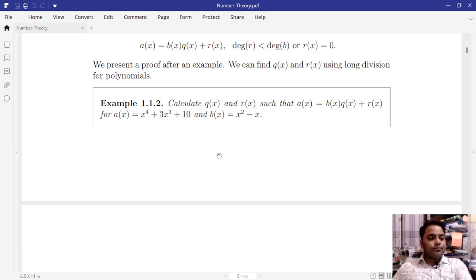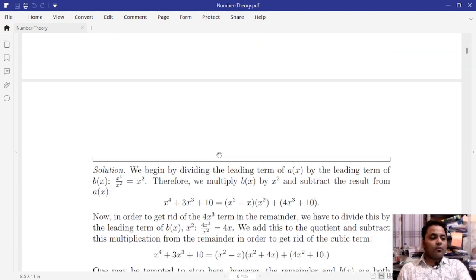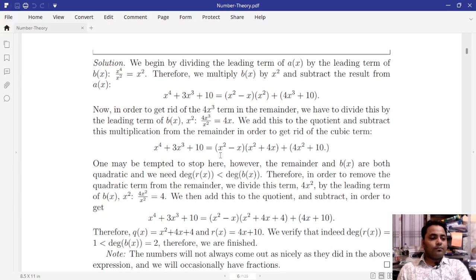So now we have to calculate Q(x) and R(x), which means we have to find the quotient function and the remainder function. Here we begin by dividing the leading term of A(x) by the leading term of B(x). So x to the 4 divided by x square is equal to x square. Therefore, we multiply B(x) by x square and subtract the result from A(x).